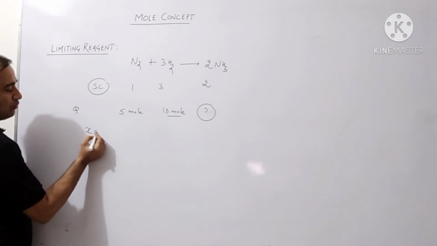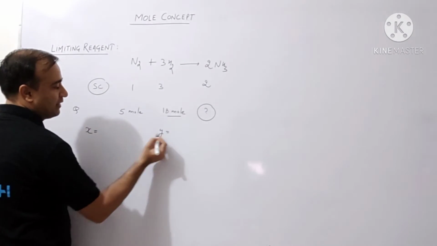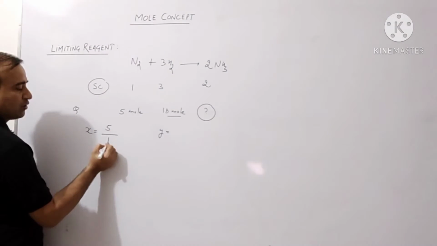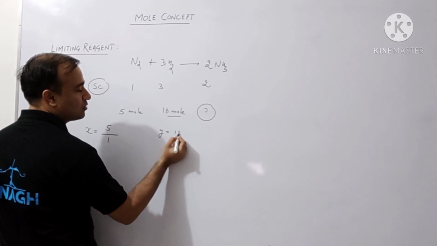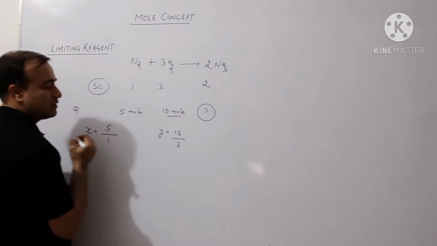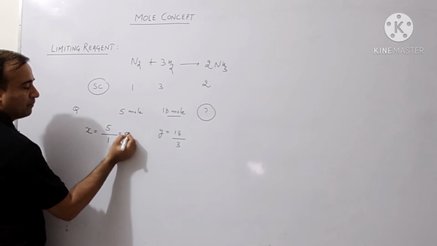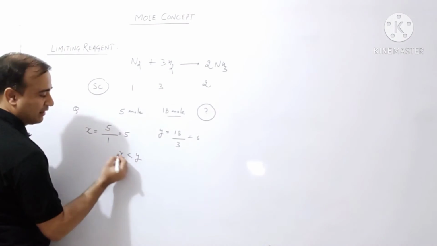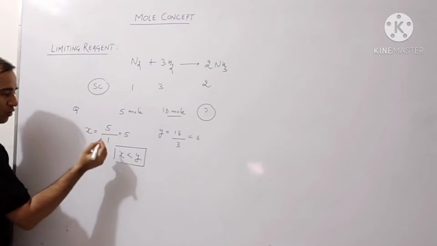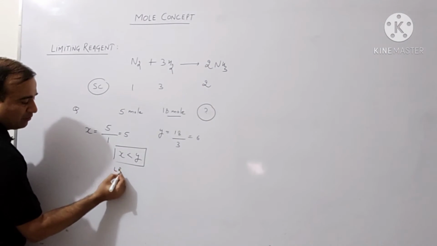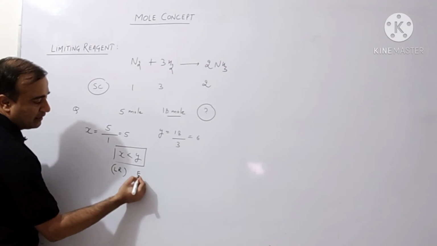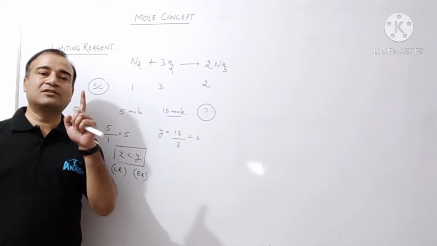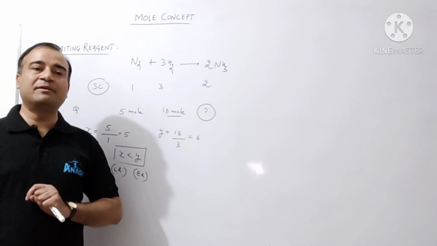So we are going to determine the values of X and Y. 5 moles of N2 are given, stoichiometric coefficient 1. 18 moles of H2 are given, stoichiometric coefficient is 3. The value is 5, the value is 6. So X is lesser than Y. So the coefficient of nitrogen has the lesser value. Nitrogen must be the limiting reagent and hydrogen must be the excessive reagent. It is the answer of the first question, which reagent is the limiting reagent.